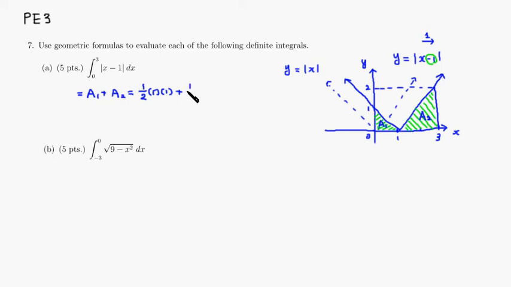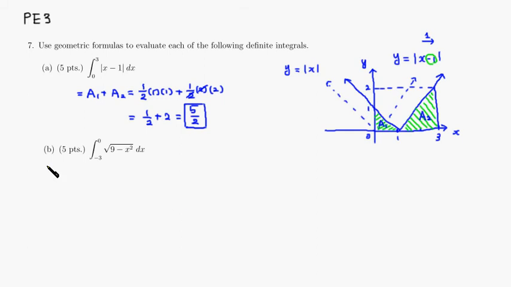So it's going to be 1/2. Base is going to be 1 from 3, so it's 2, and the height is 2 as well. So A1 is just 1/2. For A2, the 1/2 and 2 cancel out, so it's going to be 2. So 1/2 plus 2, which is 4 over 2, gives 5 over 2. So the value of the definite integral is 5/2.